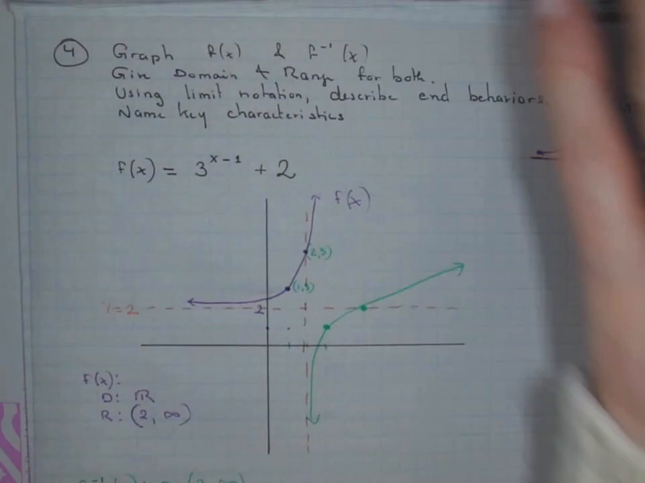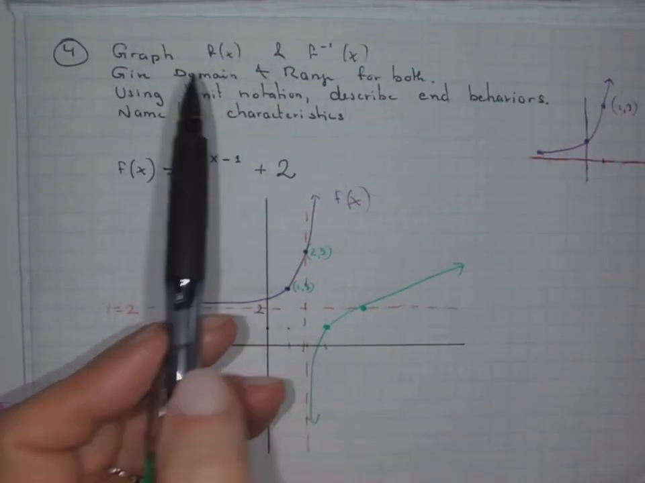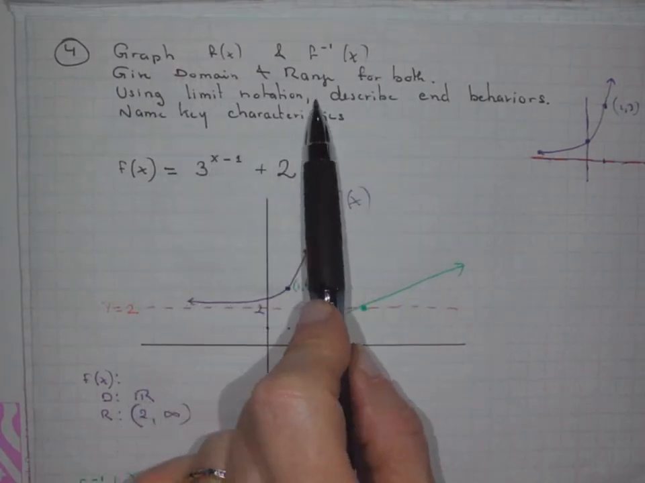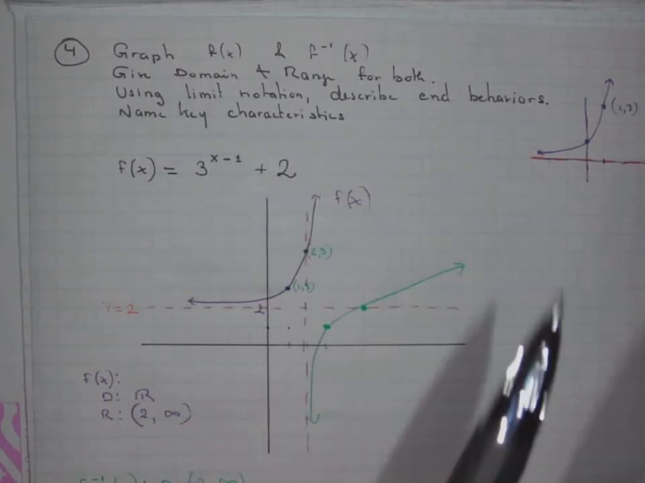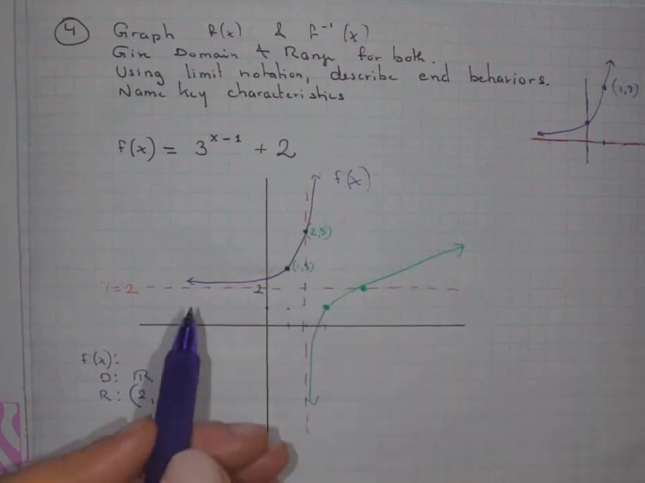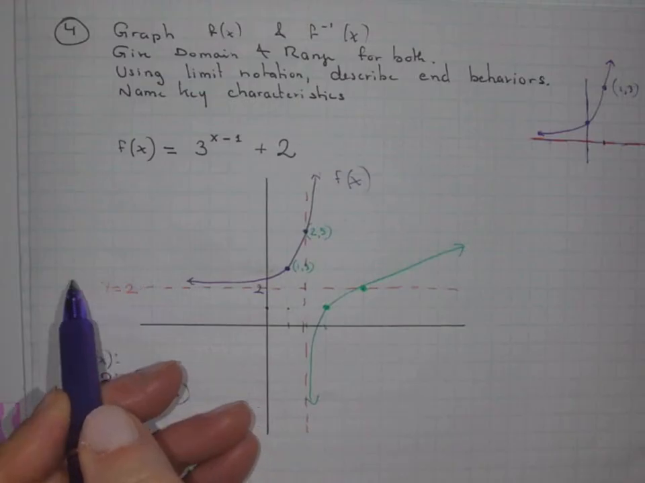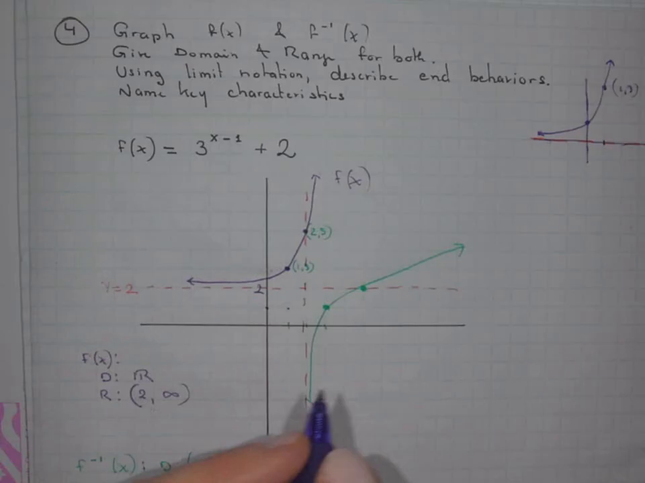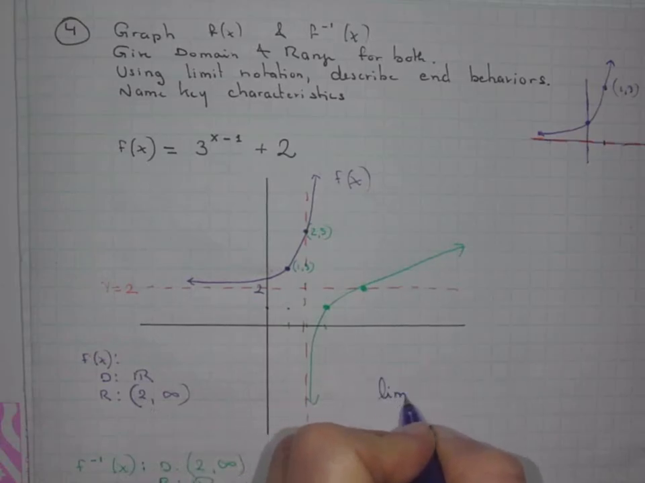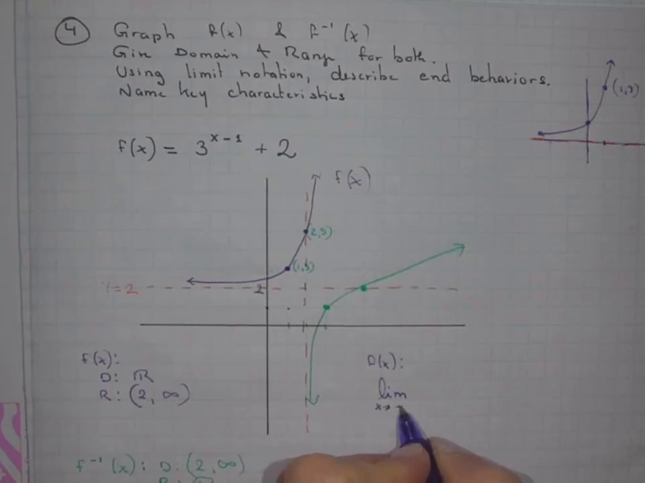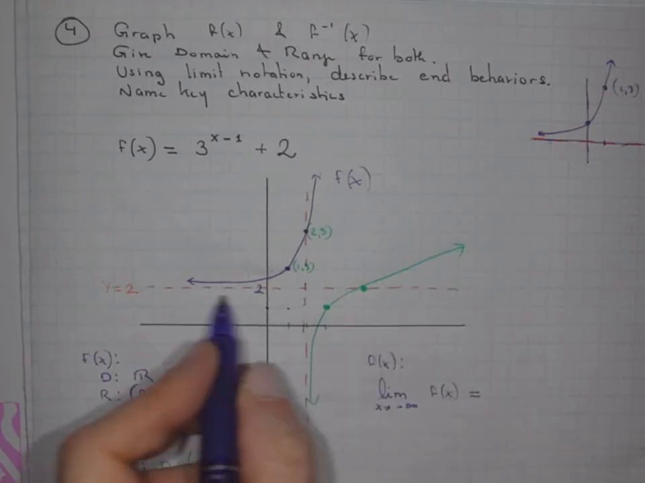All right, so we have the domain and we have the range given. We graphed them both, so we did that. Use limit notation to describe the end behaviors. Okay, so for f of x, the exponential, as I'm going toward negative infinity, my function is approaching the horizontal asymptote. So for the purple one, that's for f of x, the limit as x goes to negative infinity of f of x is going to be equal to 2.